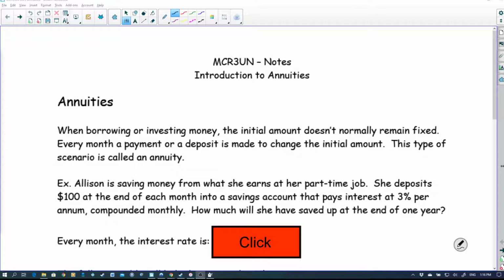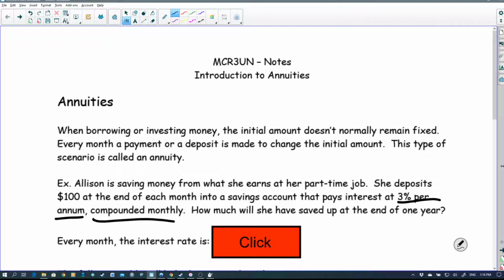So here's an example. Allison is saving money from what she earns at her part-time job. She deposits $100 at the end of each month into a savings account that pays interest at 3% per annum compounded monthly. How much will she have saved up at the end of 1 year? I'd like you to notice that some of the terminology is coming back from our previous lesson. 3% per annum, compounded monthly. So how much will she have saved up at the end of the year?